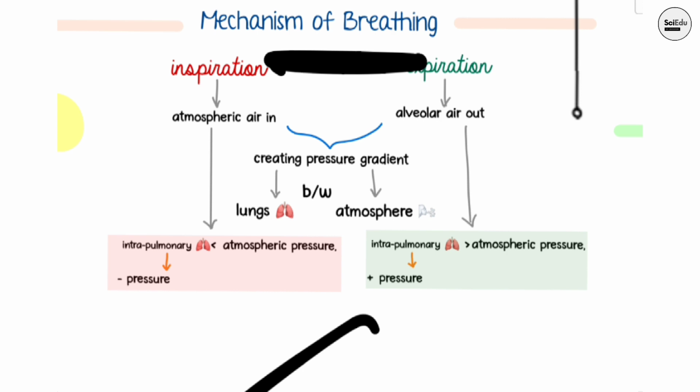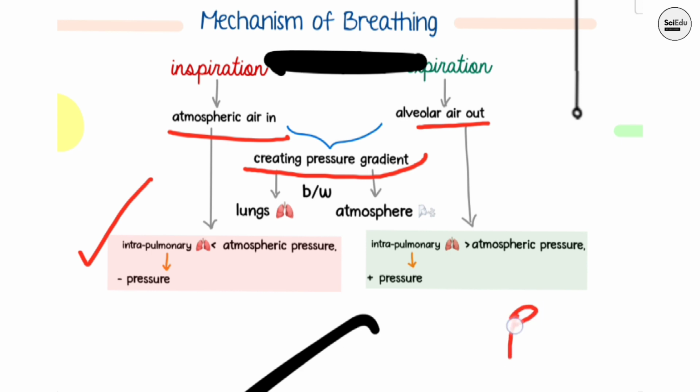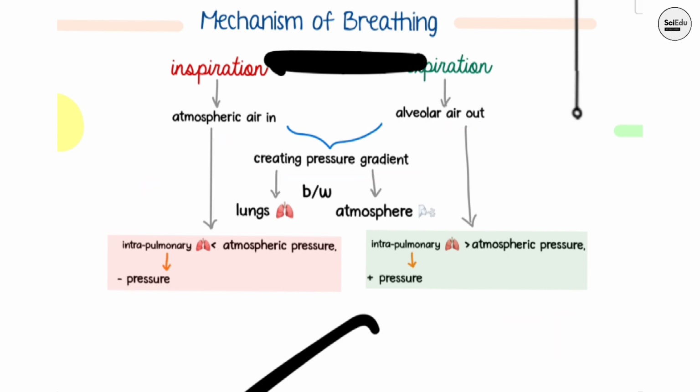Mechanism of breathing. Breathing involves two stages: inspiration, during which atmospheric air is drawn in, and expiration, by which the alveolar air is released out. The movement of air into and out of the lungs is carried out by creating a pressure gradient between the lungs and the atmosphere. Inspiration can occur if the pressure within the lungs, intrapulmonary pressure, is less than the atmospheric pressure, i.e., there is a negative pressure in the lungs with respect to atmospheric pressure. Similarly, expiration takes place when the intrapulmonary pressure is higher than the atmospheric pressure.